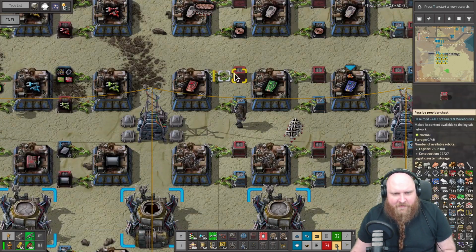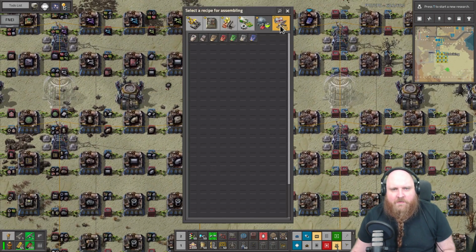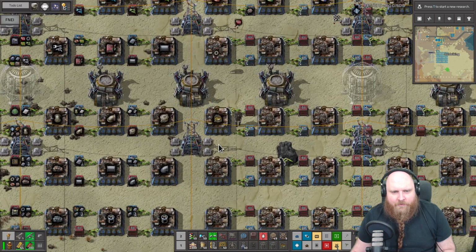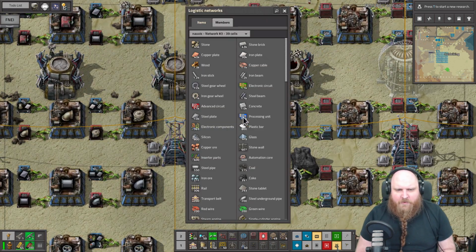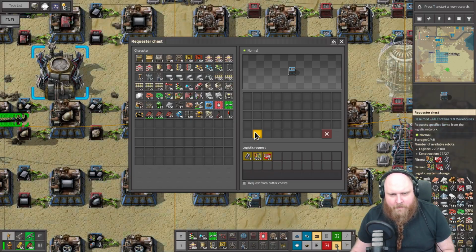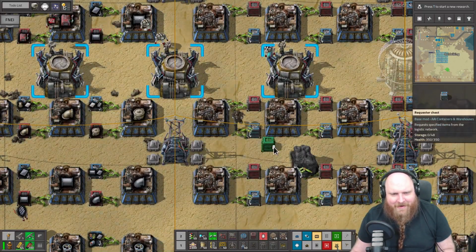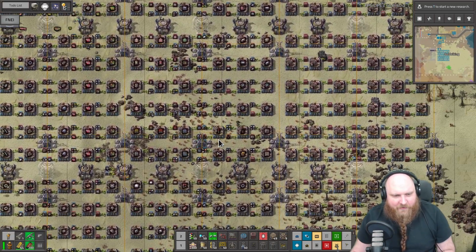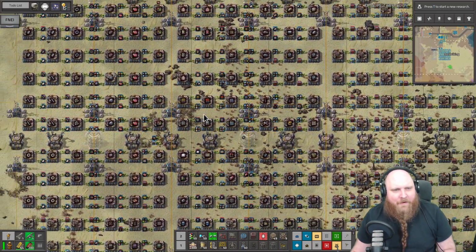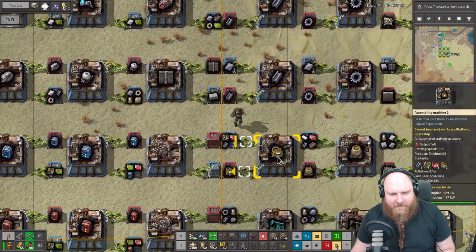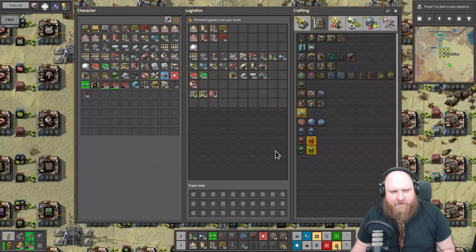Then we do need some additional sciencey machines. We do need to automate the construction of the research server. There we go. Do we already have the research server? Yeah, we already have this. No, go back. We already have research servers in here somewhere. Wait a second. It's over here. Yeah, give me some research servers, please.